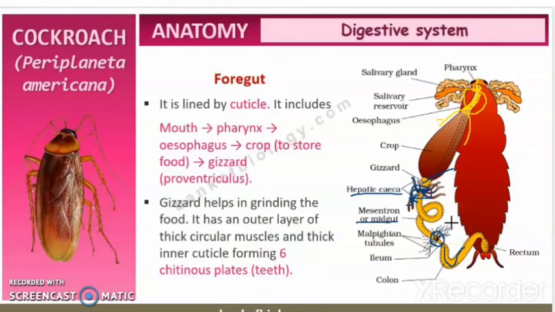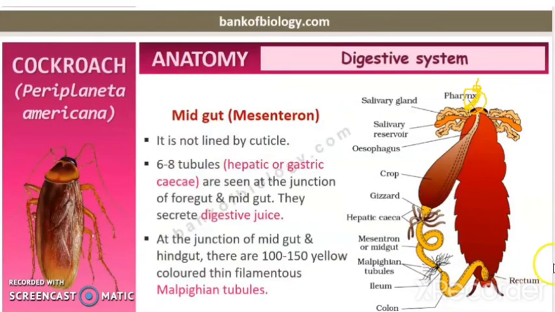So at the junction of the midgut and hindgut we are able to see another ring made up of 100 to 150 structures. How many of them are there? 100 to 150 yellow colored thin filamentous structures are seen, which are called the Malpighian tubules. So these are the Malpighian tubules, children.